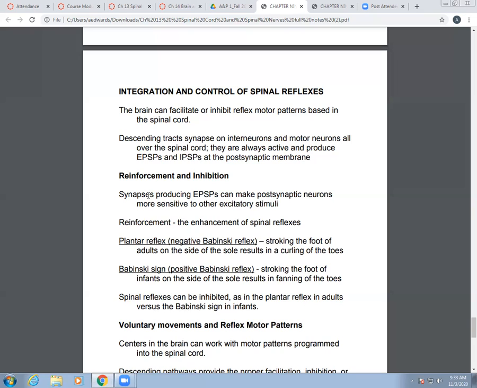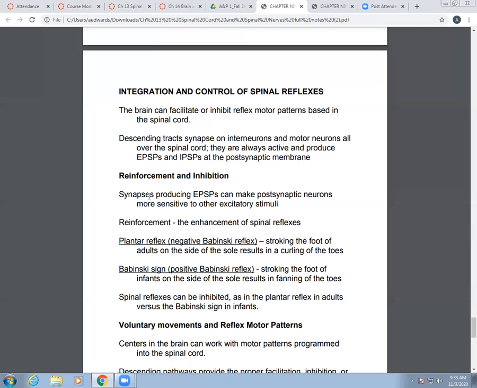Let's talk about reinforcement and inhibition. So the synapses that produce those excitatory postsynaptic potentials can make the postsynaptic neurons more sensitive to other excitatory stimuli. All right, so they can make those neurons more sensitive. Okay?